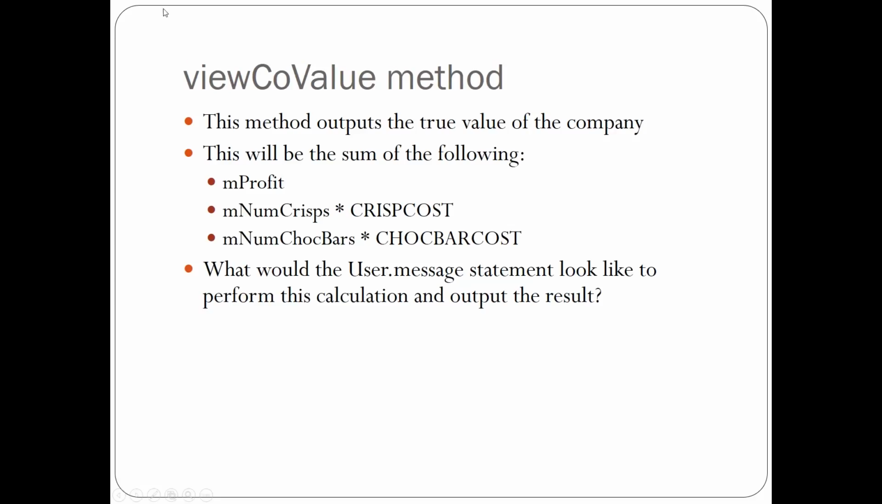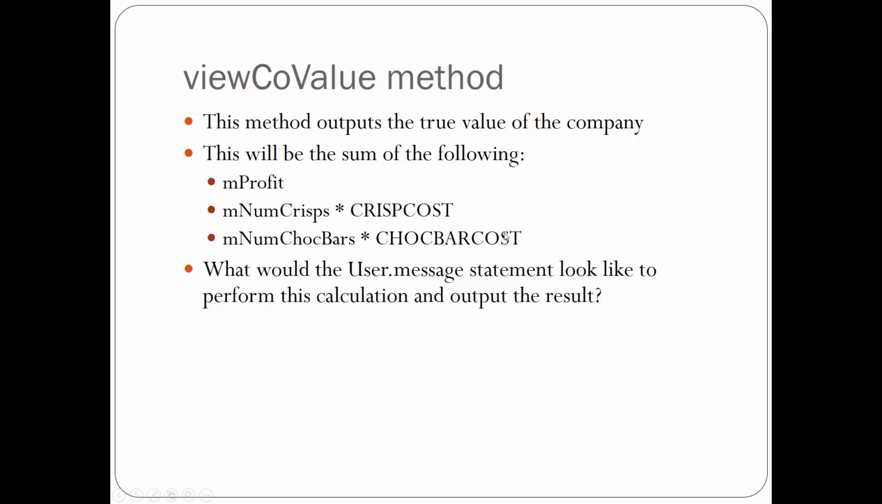So what we'll need to do is take the value of the profit in the machine, take the value of the number of packets of crisps in the machine multiplied by the cost at which we bought them, not the cost at which we sell them because they're actually unsold, and the number of chocolate bars in the machine multiplied by the cost at which we bought the chocolate bars.